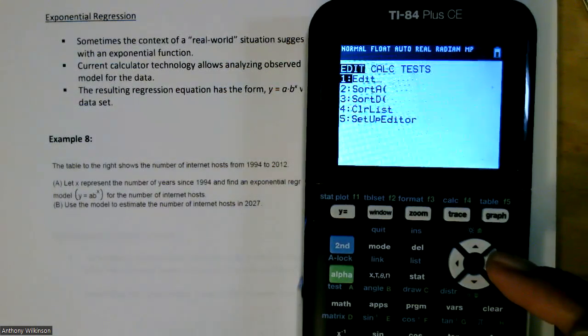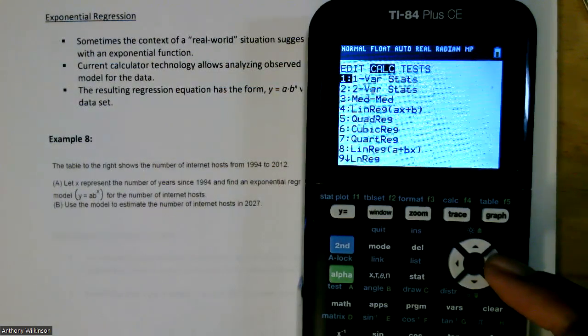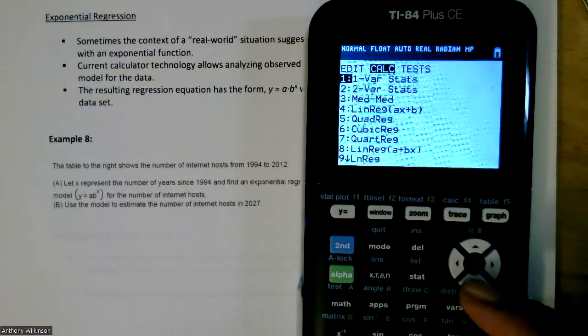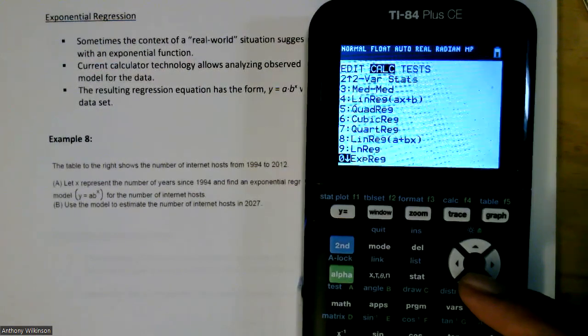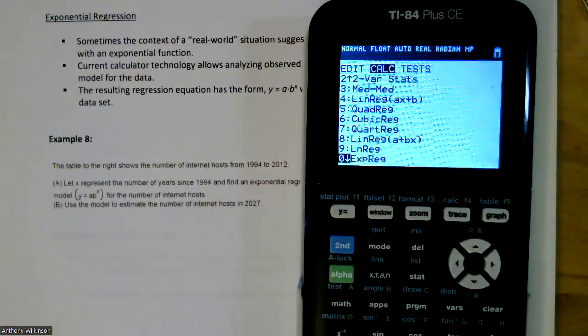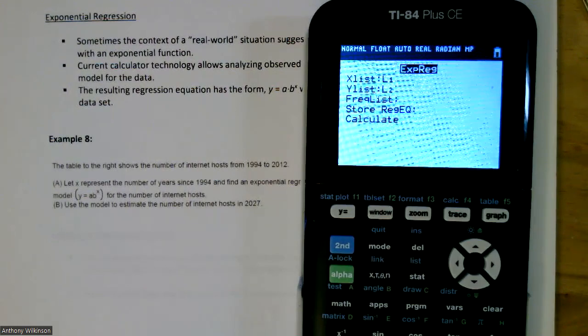Use your right arrow key to go to the Calculate menu. Now we need exponential regression. So I'm going to press my down arrow key to find EXPREG. That's exponential regression. That's the one I want. So I'm going to press Enter there.